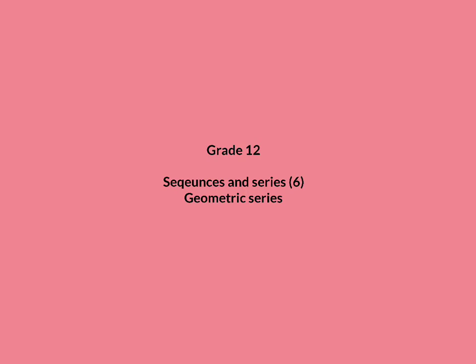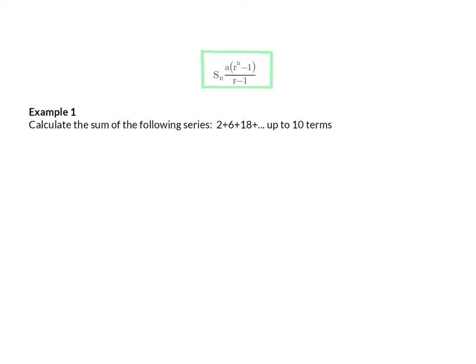In this lesson on sequences and series, we're going to have a look at the geometric series. In lesson 5, we already proved the sum formula for a geometric series. Now we're going to have a look at how to use it. So, just like with any other formula, there are 4 variables.